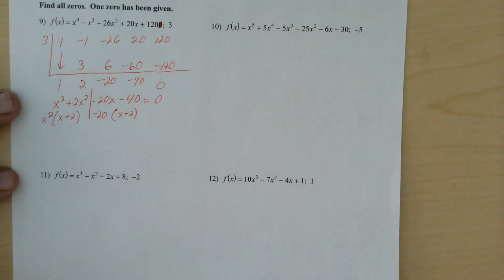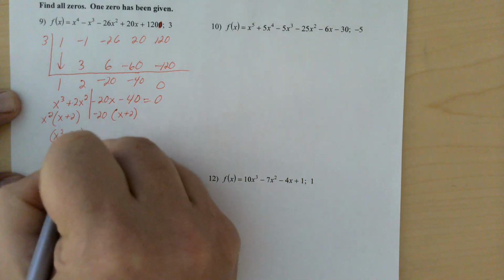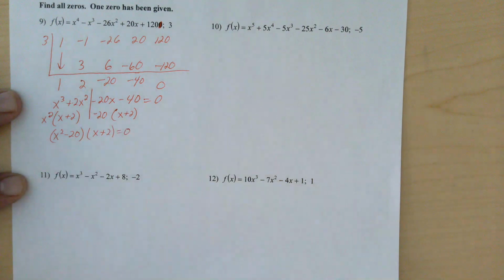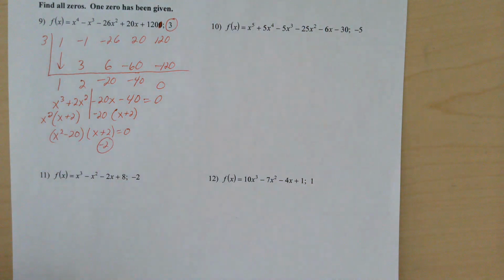Negative 20 times 2 is negative 40. But it gives us this. It gives us x squared minus 20 as a factor and x plus 2 as a factor. So with the 3 that was given, I know negative 2 is a solution, and I should have 2 more. So again, that's very important that we have all of them. Whatever the degree is, that's how many solutions we should have.